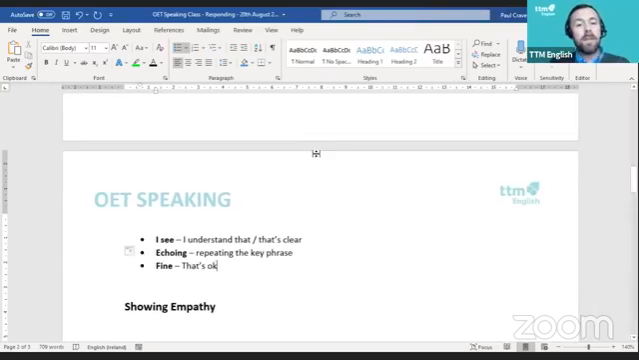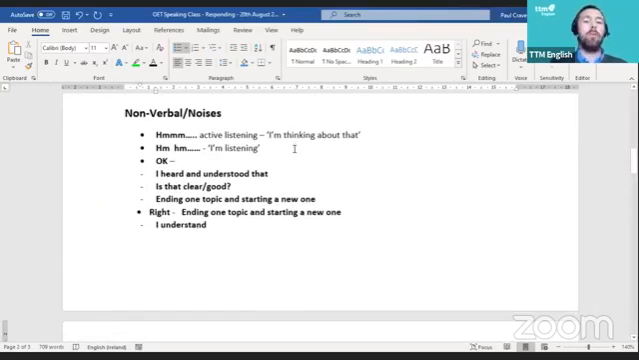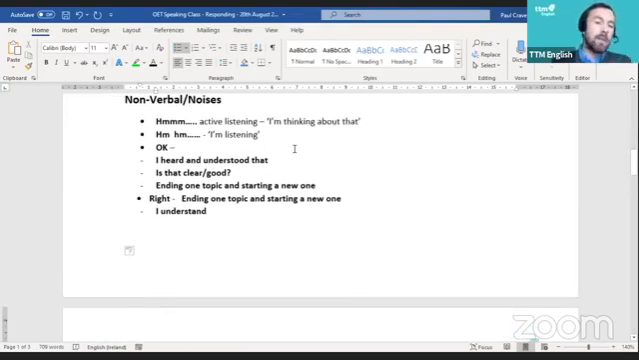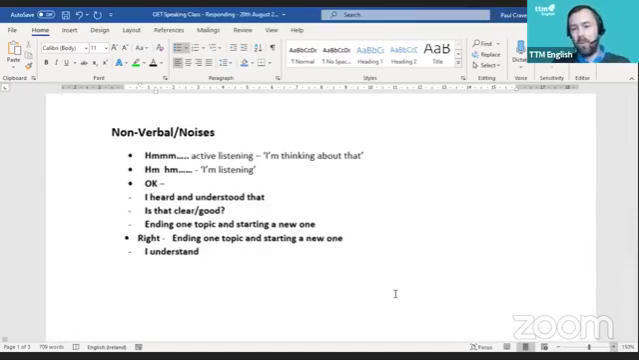So first of all, we've got these, I don't know whether to call them non-verbal really, but they're not words generally. They're just noises that are reassuring to the listener. They make the speaker feel like they're being listened to. And that is so important.